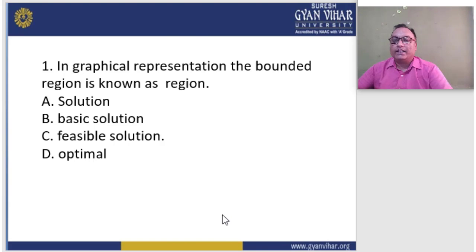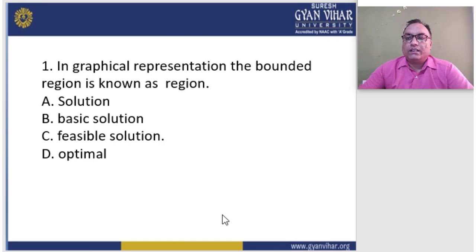graphical method. In graphical representation, the bounded region is known as a region, just like a basic solution, feasible solution or optimal solution. So the correct answer for this question is the bounded region inside this problem. This is called the feasible region. So the solution that exists inside this feasible region is called the feasible solution for this problem. Then this is the correct answer of this problem. And then move to another problem.